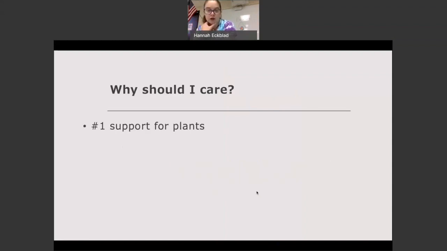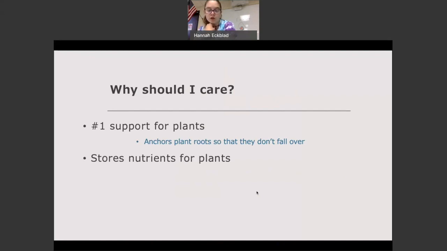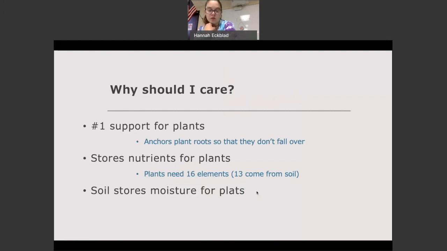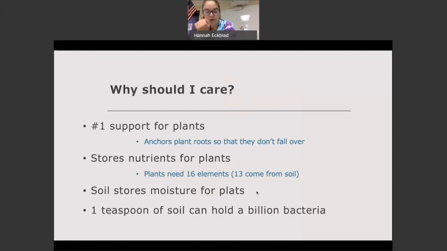Why should you care? Well, first of all, soil is the #1 support for plants. So if you have any interest in gardening, in caring for a lawn, soil is vital. It anchors plant roots so they won't fall over. Also stores nutrients for the plants. Plants need 16 elements and 13 of them can come from soil. Wow, I didn't fix that typo. Soil stores moisture for plants is what that should say. And as I said, 1 teaspoon of soil can hold 1 billion bacteria. Soil is alive. Something important to remember.